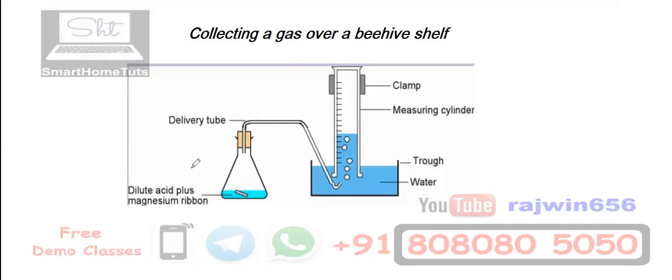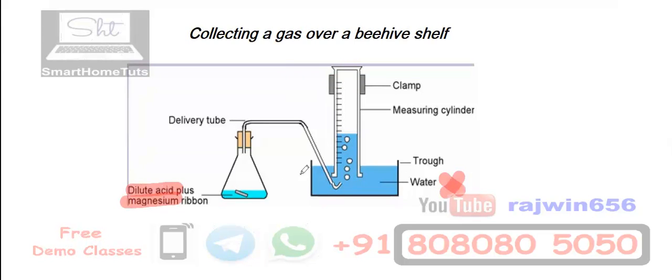One more important precaution that you should note down is that whatever gas is formed should not be soluble in water. It should be insoluble in water. So here a different set of substances is considered. Here we are taking magnesium and dilute hydrochloric acid.